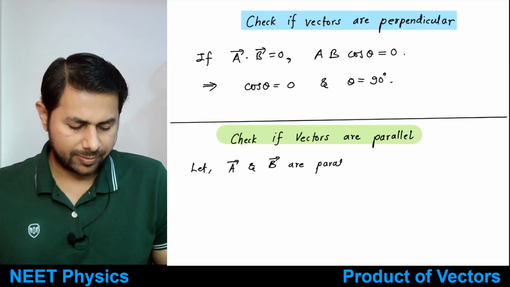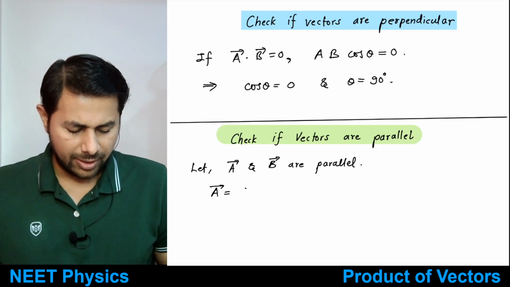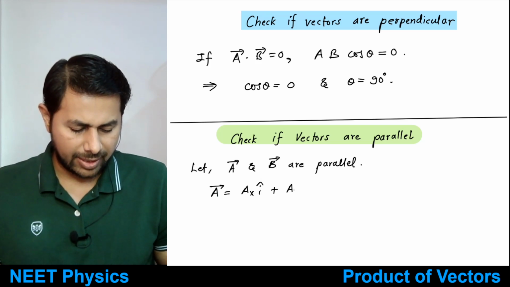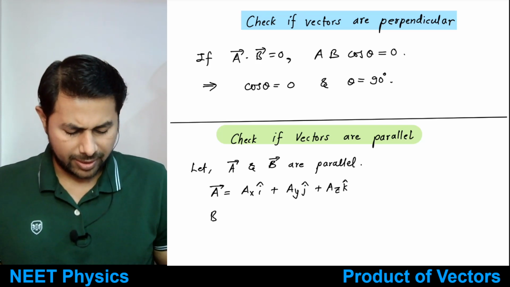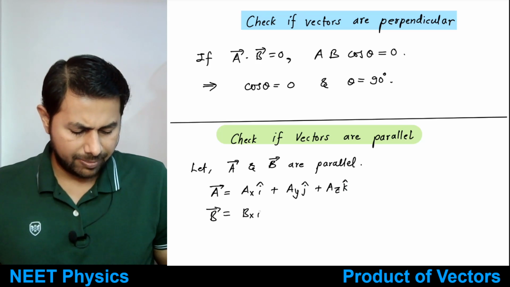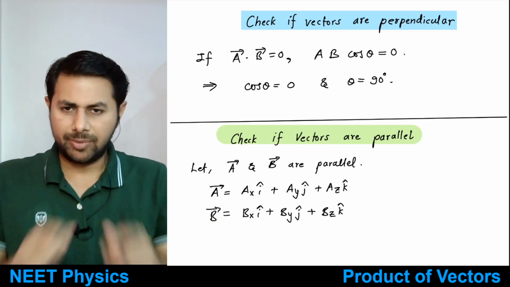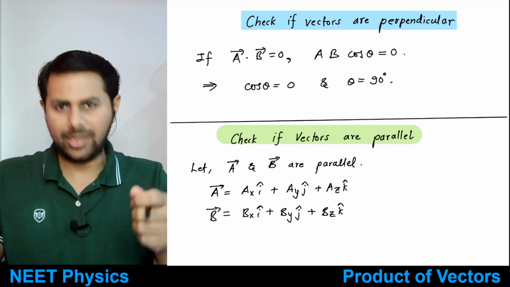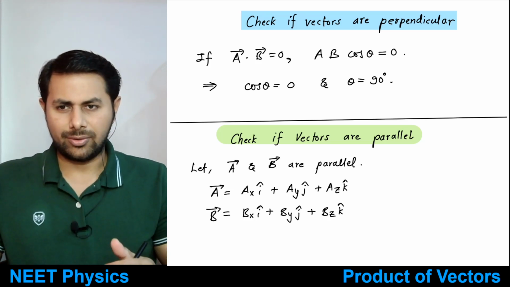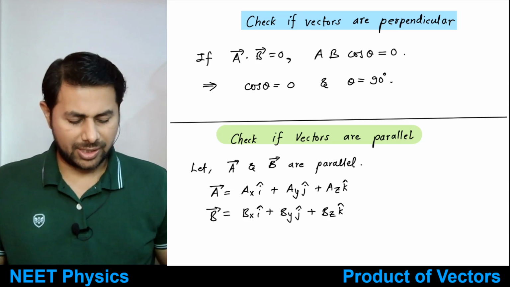So if they are parallel, means a bar can be written as ax into i cap plus ay times j cap plus az times k cap. And b bar can be written as bx into i cap plus by times j cap plus bz times k cap. Now a bar and b bar are parallel, means if you stretch a, suppose the length of a bar is smaller than the length of b bar, so if you stretch a, you will get b. If you stretch a by an appropriate amount, then you will get b.